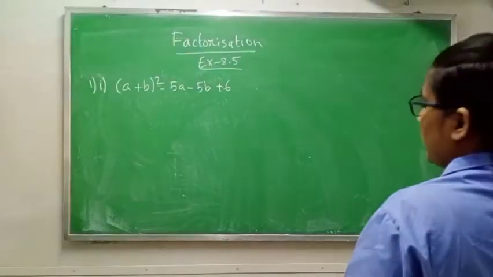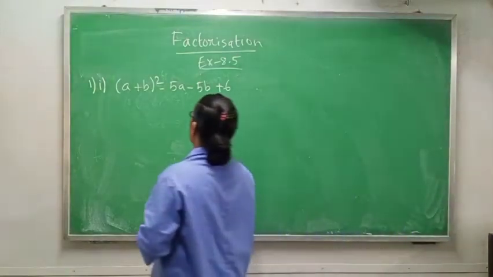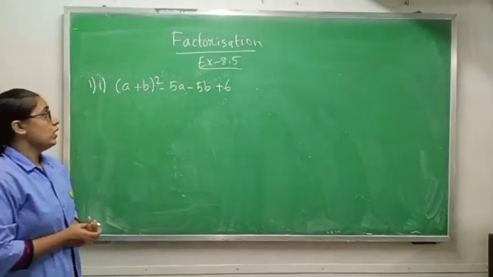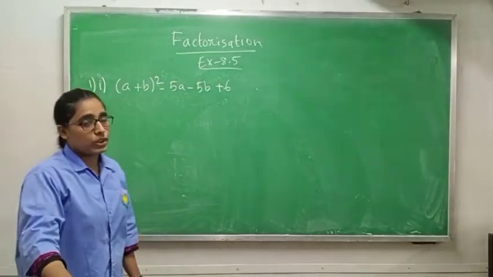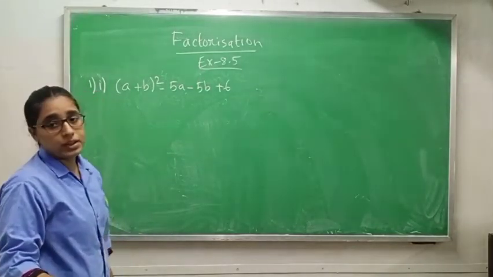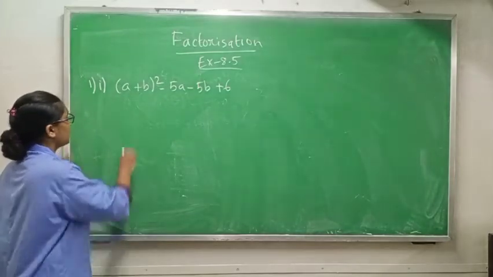Class 9. Today I'm going to start factorization exercise 8.5. Okay, so first question, question number 1, is (a + b) whole square minus 5a minus 5b plus 6. How will you do this sum?